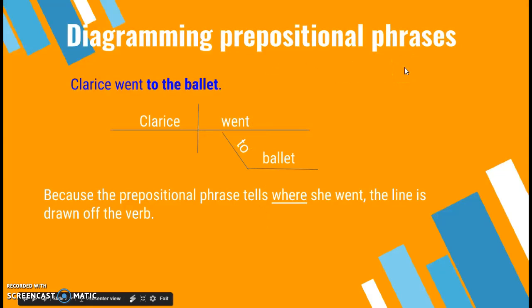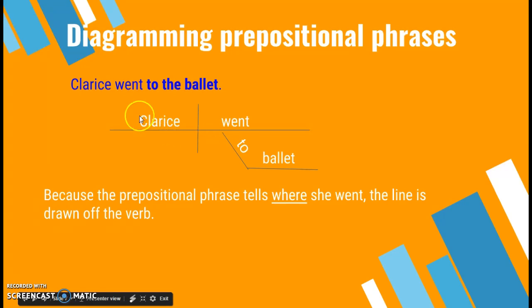When we diagram prepositional phrases, you want to make sure that you drop the line down, kind of like we did with indirect objects. There are just a couple of differences. So your prepositional phrase is going to have to go off of whatever part of speech it's modifying. And then you always put the preposition on the little slanted line that goes down to the object.